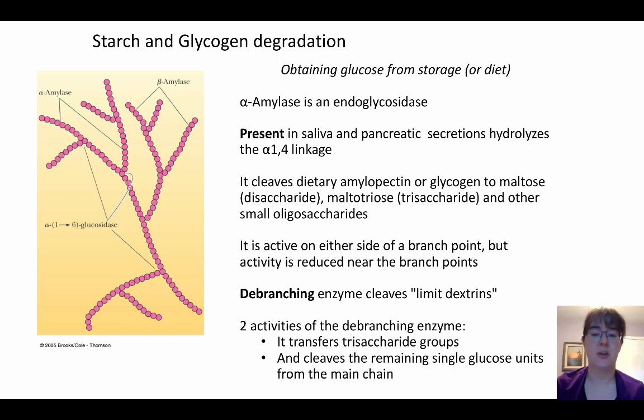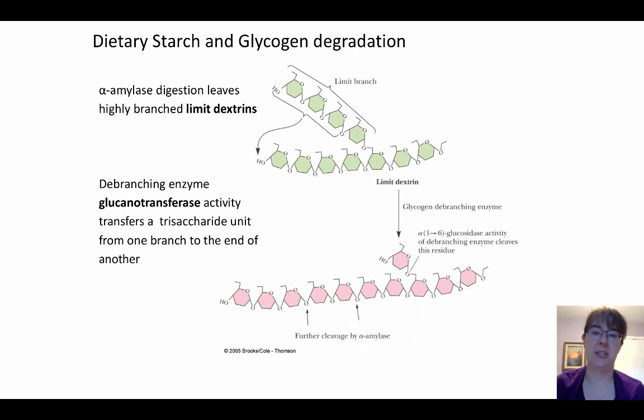One, it transfers trisaccharide groups, and it can cleave that remaining single glucose unit from the main chain. So it has two different activities. We call it a debranching enzyme. Looking a little bit closer, one, it's going to remove three of those sugar units and move them to the end of the chain. This is known as a limit branch. That limit branch is basically something that the amylase leaves because it's close enough to that alpha-1,6 linkage that the amylase can't really get to it.